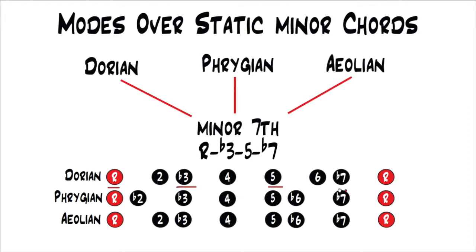minor 7ths. Unlike the major modes, you got two different types of 7th chords. You got either major 7th or dominant 7th. The minor modes all build minor 7th chords. So if you're soloing over a static minor 7th chord, you can still use any of the modes, any of the minor modes, just like when you're soloing over a minor triad.